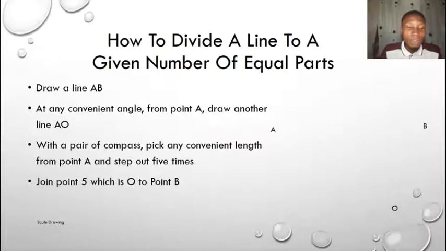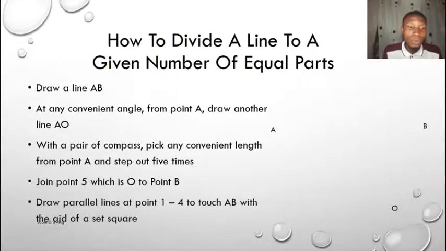After joining the line OB, the next thing you have to do is to draw parallel lines at points 1 to 4. Remember, you've drawn the one already from 5 to B. So the next thing you're going to do now is draw a parallel line from point 1 to the line AB. And that line now is going to be parallel to the line OB.